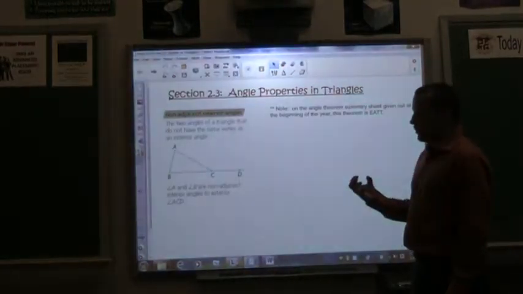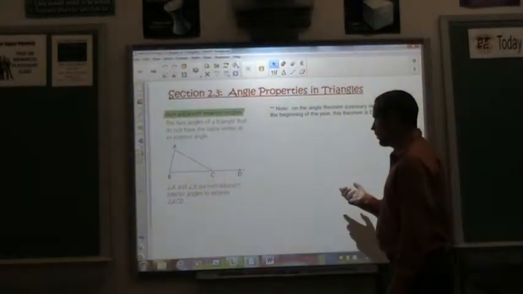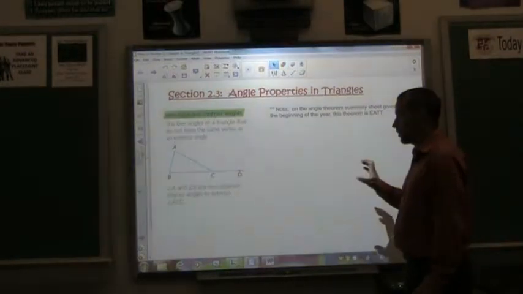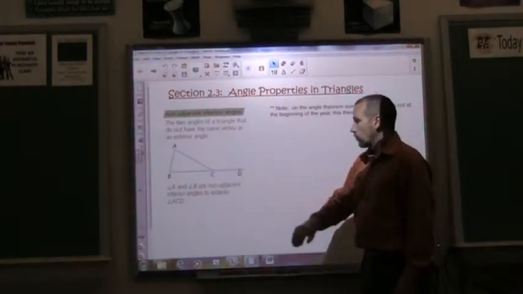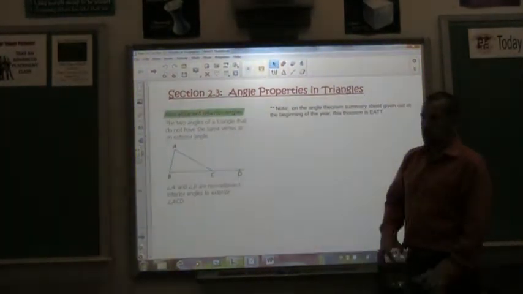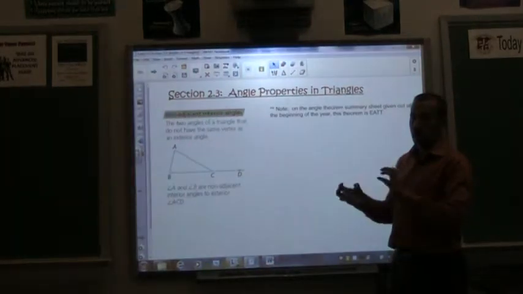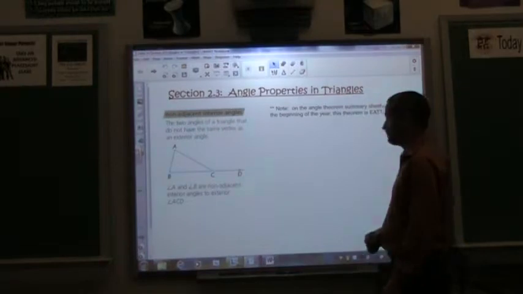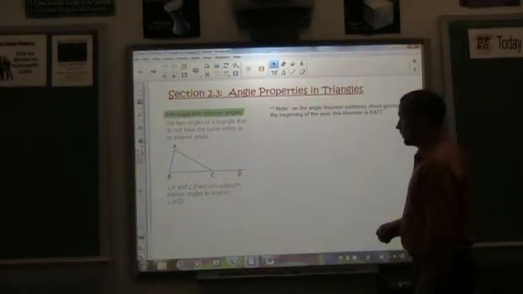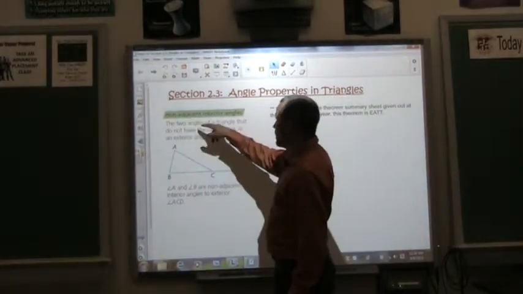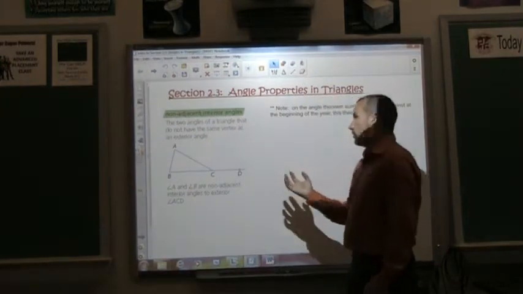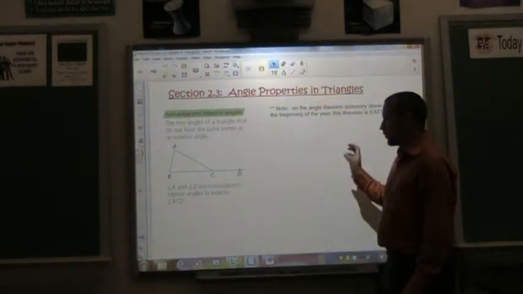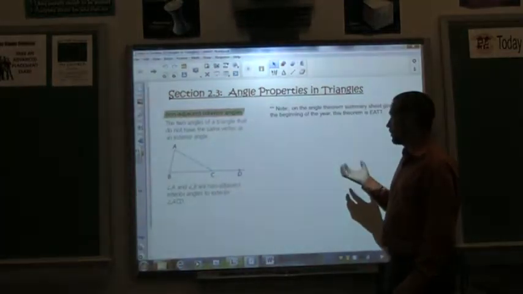A couple of new theorems, really only one new theorem that we're going to look at, and then what will be new for you this year is this theorem right here that I'm about to go over, and then the fact that we're going to combine it with parallel lines and a couple of other theorems all in one kind of question. So this is non-adjacent interior angles. It's a lot of words, a wordy theorem for something that's not actually that difficult.